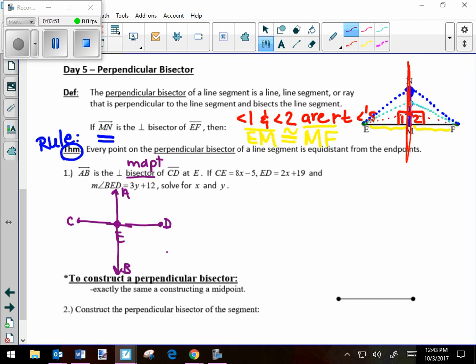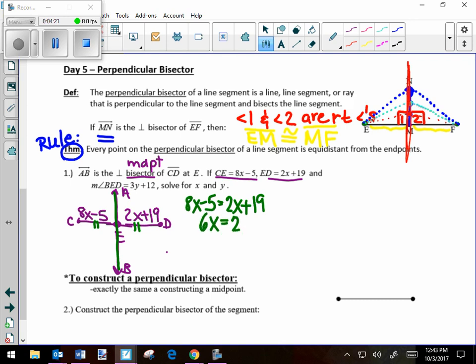And they tell me in this particular question, once I have the picture drawn, that CE is 8x minus 5, and that ED is 2x plus 19. And because I know that I have a perpendicular bisector right here, what I also know is that these two smaller sections have to be equal to each other. So in this particular case, I'm going to say that 8x minus 5 has to be equal to 2x plus 19, the length of those two segments. So when I go through and do this math and solve, I get that x is 4. Again, I'm not really focusing too much on that algebra. My concern is that you know how to set this equation up.